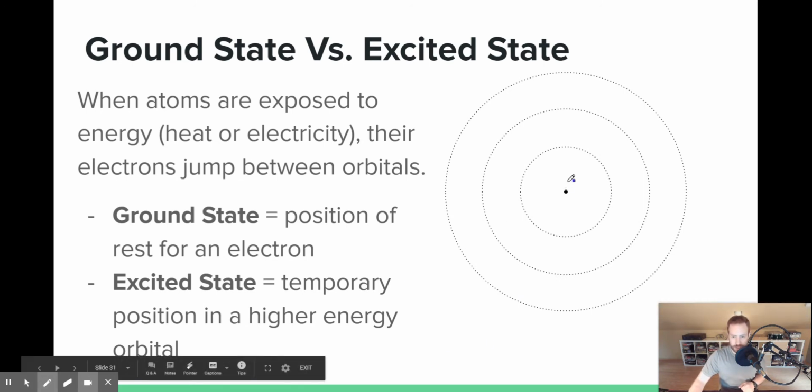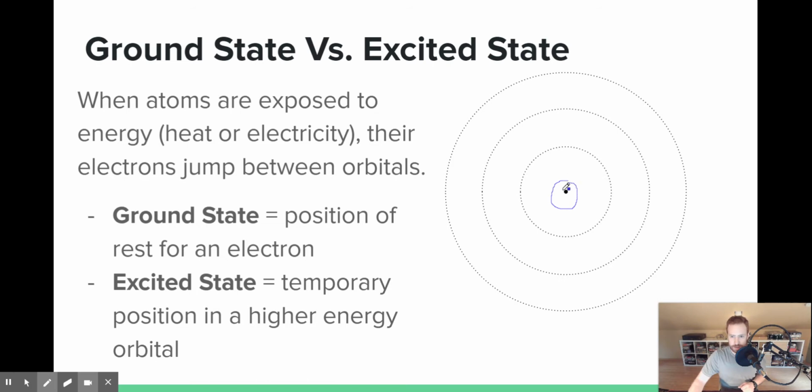So, there's going to be an orbital here, and I apologize, I don't have my drawing pad plugged in, but there's going to be some orbitals at this level, and then there's going to be more orbitals at the next level.